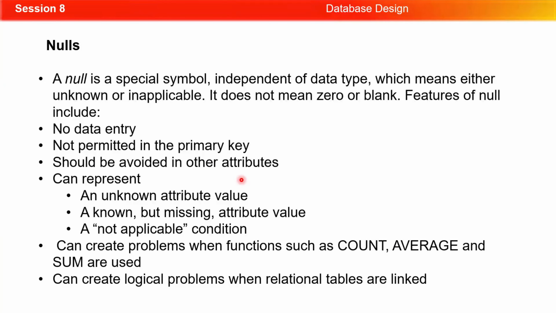If we model our data and we need this data, chances are we should get the data, but if it is truly null, then that's fine. It can represent an unknown attribute value, a known but missing attribute value, again, a not applicable condition, and it certainly can create some problems with mathematical functions such as count, average, and sum. So be very careful when you're using these functions.